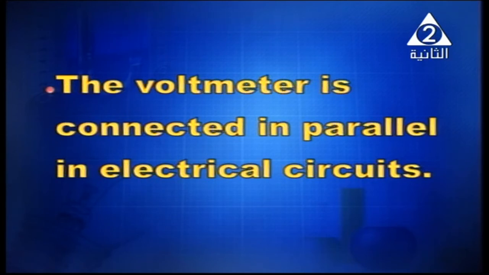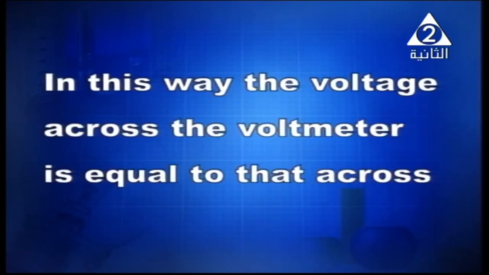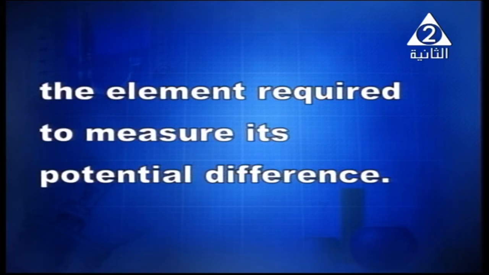Another give reason: the voltmeter is connected in parallel in electrical circuits. It asks why it should be connected in parallel. When it is connected in parallel, the voltage across the voltmeter is equal to the voltage across the element required to be measured. So we can take the voltage of the voltmeter as the potential difference across the ends of the element we want to know.